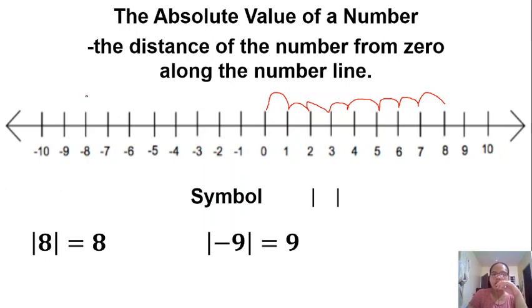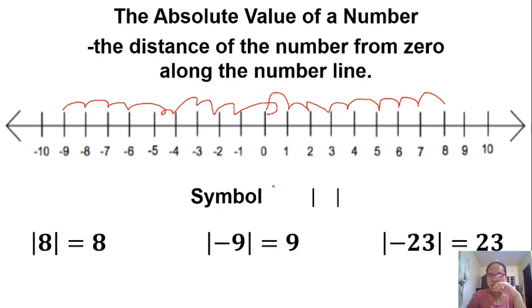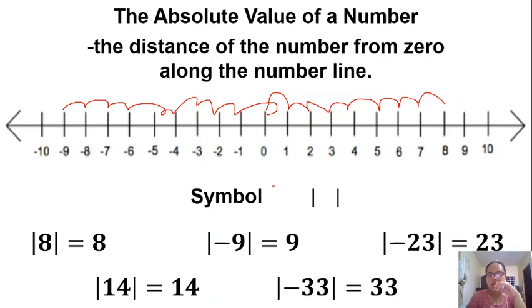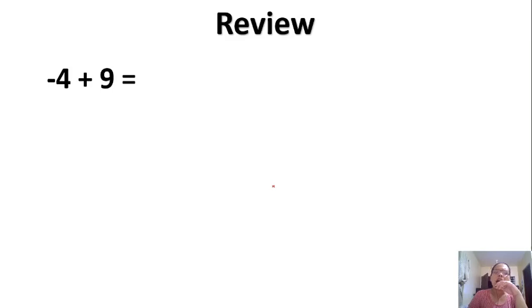What's the absolute value of negative 9? So from negative 9 to 0, 1, 2, 3, 4, 5, 6, 7, 8, 9. So negative 9 is 9 units away from 0. The absolute value of negative 23 is 23. The absolute value of 14 is 14, and the absolute value of negative 33 is 33. So that means when we get the absolute value, we are simply asking how far is the number away from 0.